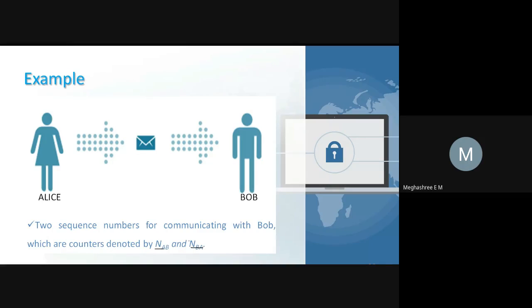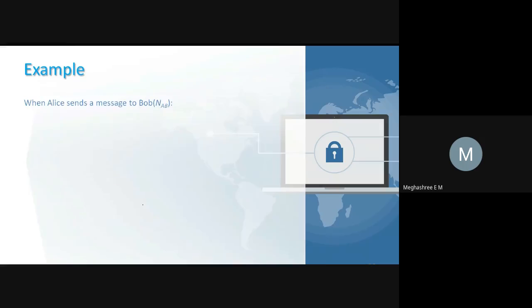So these are the two counters followed, sequence numbers used to ensure the freshness of the message. So NAB is used as a counter for the messages that Alice sends to Bob. Whereas NBA is for the messages Bob sends to Alice. So these two sequence numbers are used to ensure the freshness of the messages exchanged between Alice and Bob. We'll see how it is implemented.